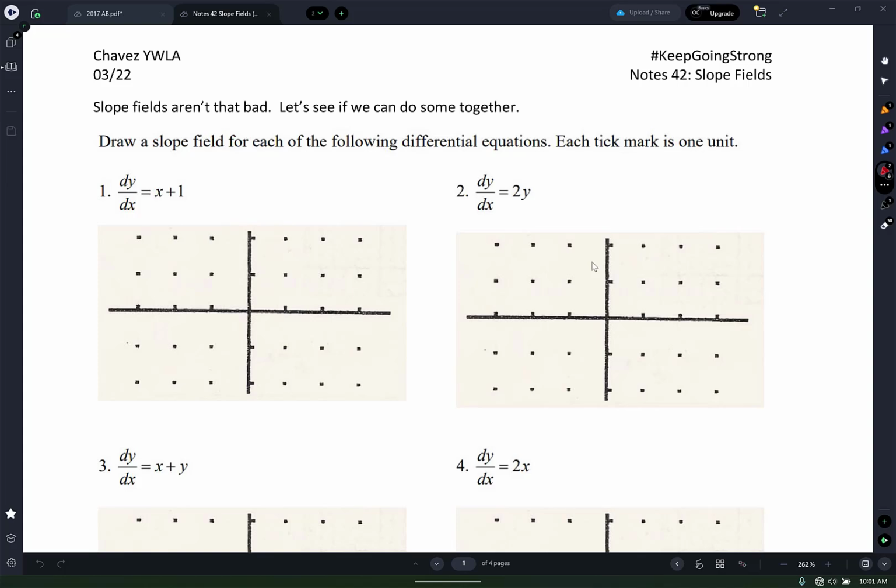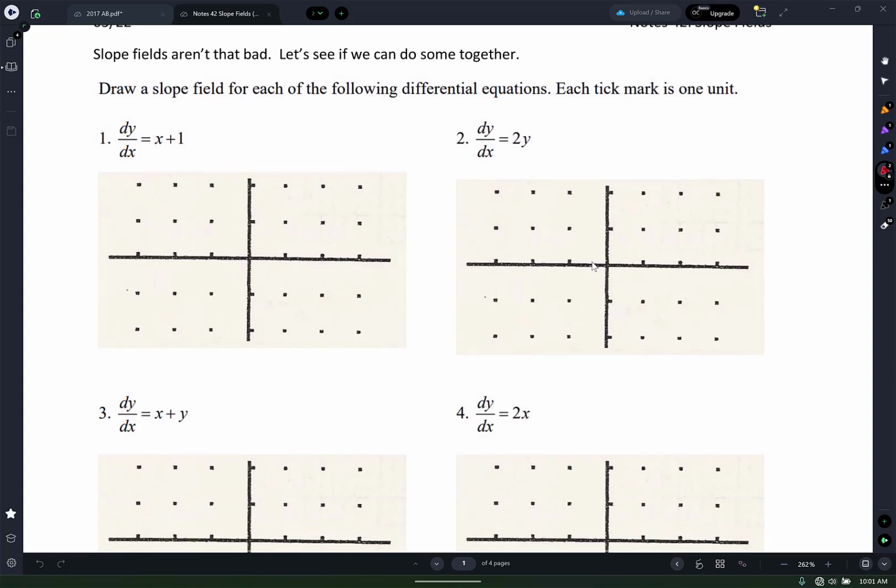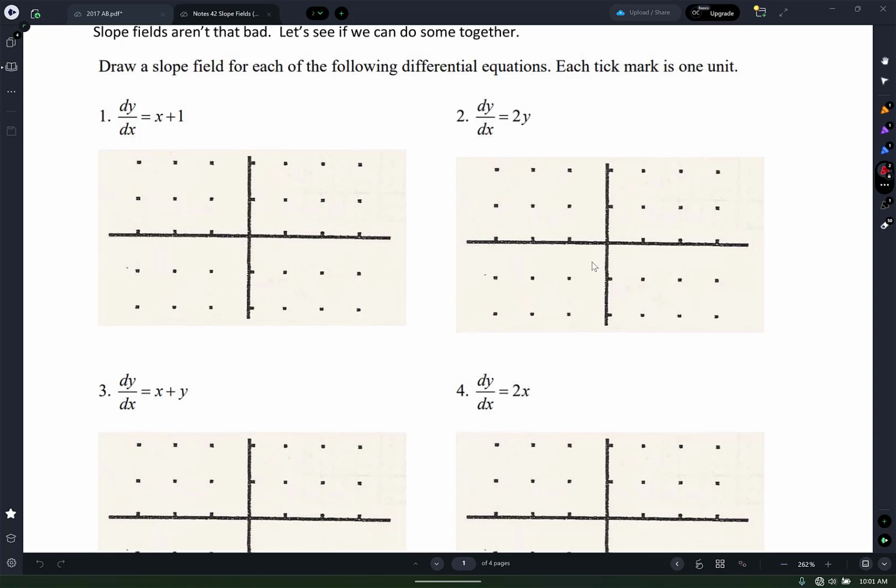All right, here we go. Slope fields. So these are called lattice points. Relax. By the way, you've seen slope fields before. We'll see in a little bit, in real life too. Like you've probably seen them on TV. So these are called lattice points. They're just coordinate grids, and you're gonna put some stuff.